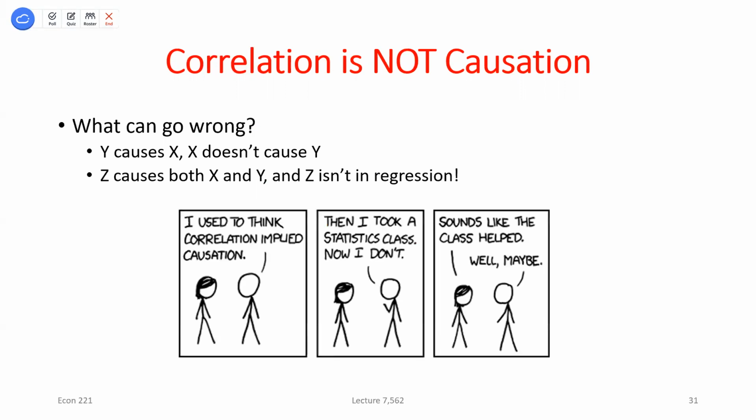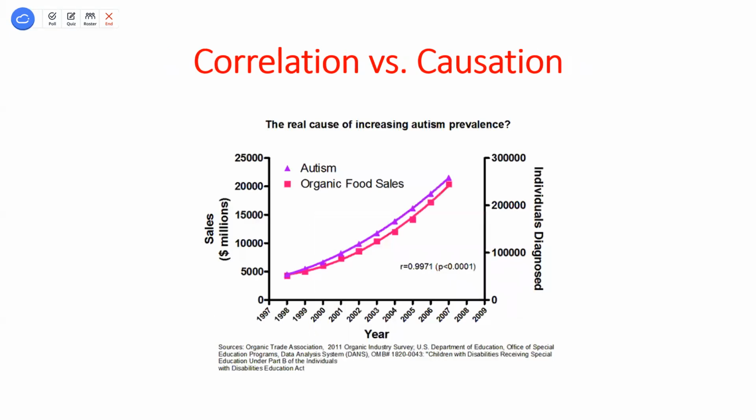So I used to think correlation implied causation. Then I took a statistics class. Now I don't. Sounds like the class helped. Well, maybe, right? Because maybe it was because I had a natural higher intellectual ability, and maybe I took the statistics classes because I had a higher intellectual ability, right? So we want to try to control for these other things that might matter.